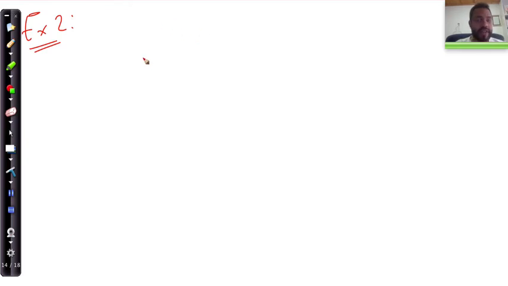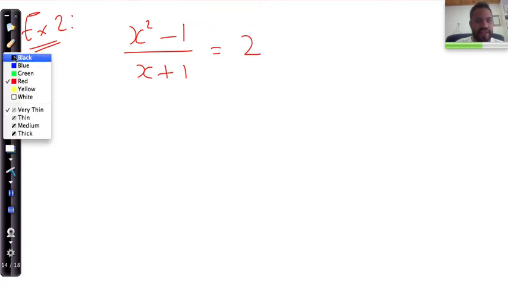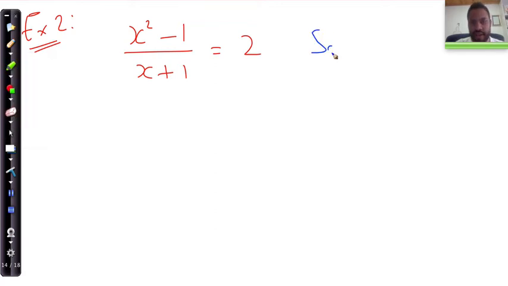Equations that involve fractions and how to eliminate them. So I've got (x squared minus 1) over (x plus 1) equals 2. Okay, so this type of question won't just be given like this. It would usually lead in with saying solve for x, right? And that's exactly what we're doing.